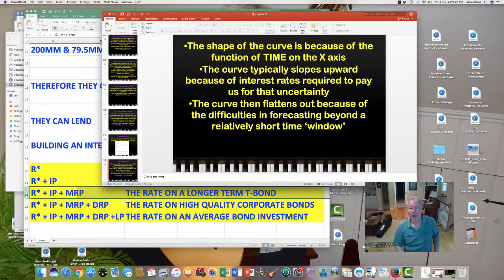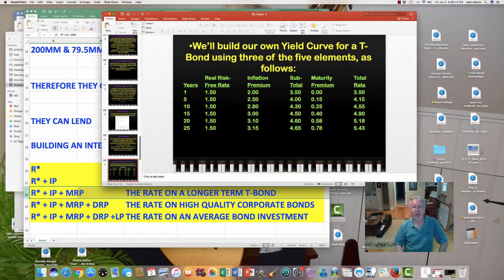Basically, it's because of time on the x-axis. So usually that yield curve is going to be upward sloping, and then it will flatten out. Why? Because when you get too many years out, no one knows what's going to happen. We can have suspicion about what will happen in the short term and in the moderate term, but in the long term, really nobody knows. So there's going to be a smoothing out, and that's why the curve looks like that.